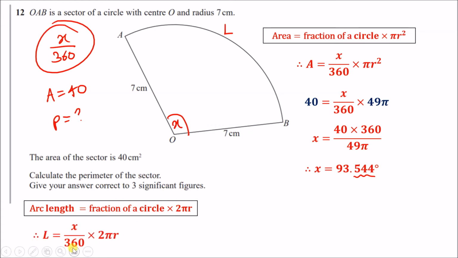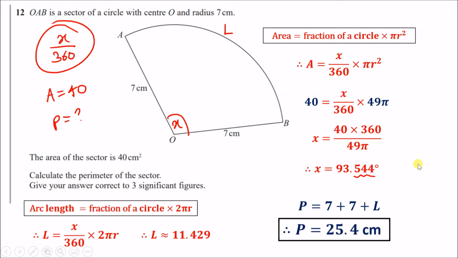L equals x over 360 times 2 pi r. Sorry if I put it at the bottom, guys, yeah? Couldn't find any space. And now just replacing what we know, we know what r is, we know what x is, it's going to look like that. So put it in your calculator, and you're going to get 11.429. And we're done now. So the perimeter is just going to be the sum of these 3 values, 7, 7, and L. Then working that out, you should get 25.4 to 3 significant figures.